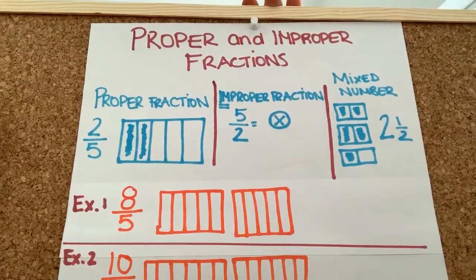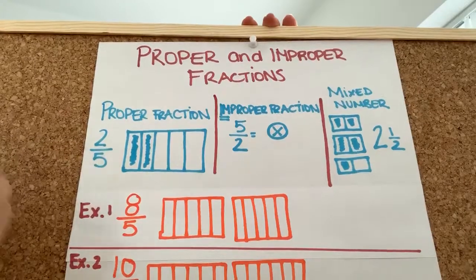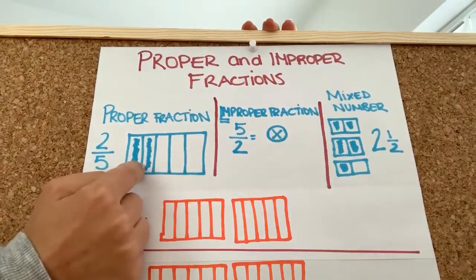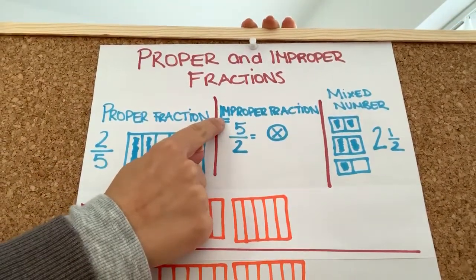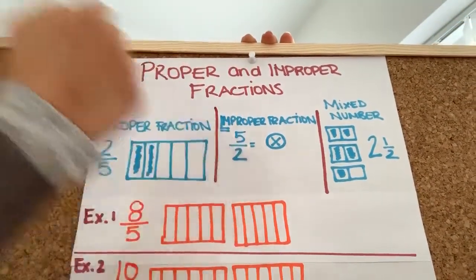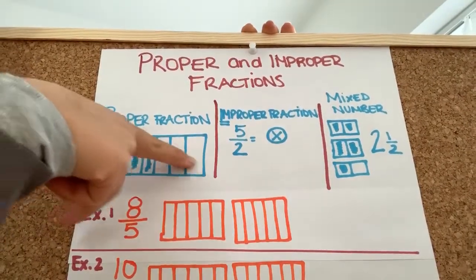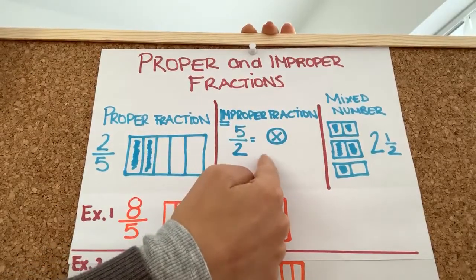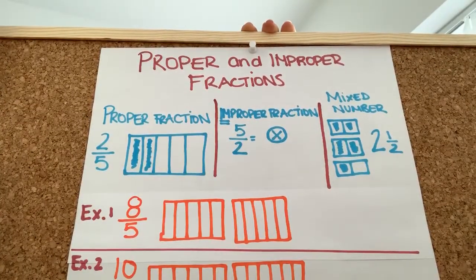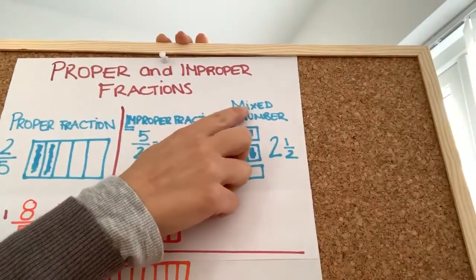So this is what a proper fraction looks like, okay? Something like this, 2 over 5, which just means 2 out of 5, right? This is what an improper fraction looks like, 5 over 2, okay? Because we wouldn't be able to do something like this, because if we only had one box with 2, and there was 5 out of 2, we wouldn't be able to do it. This is a mixed number.